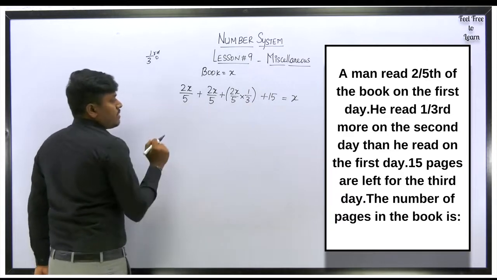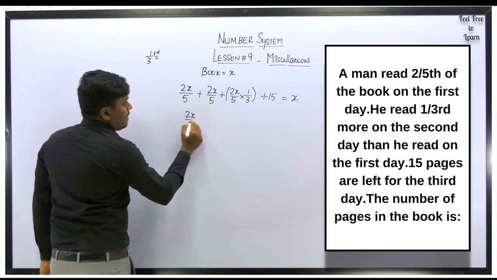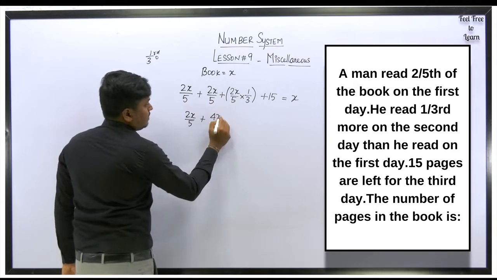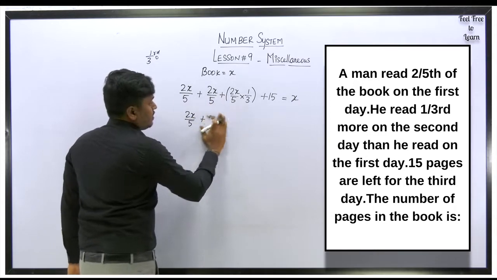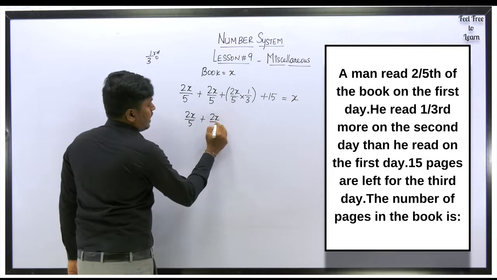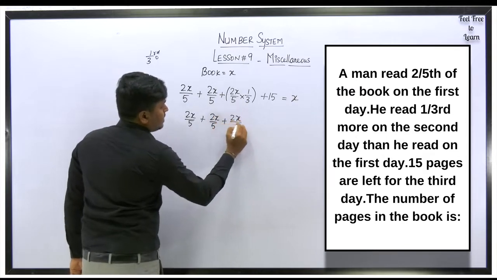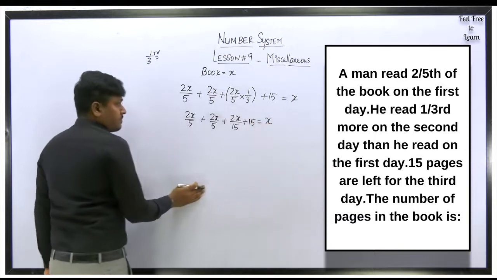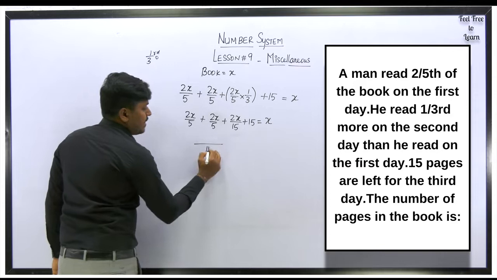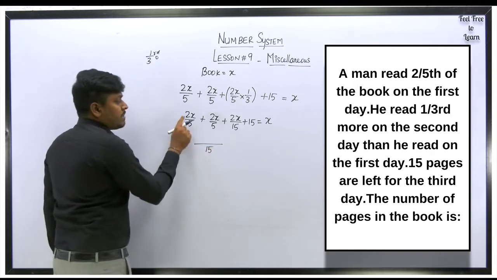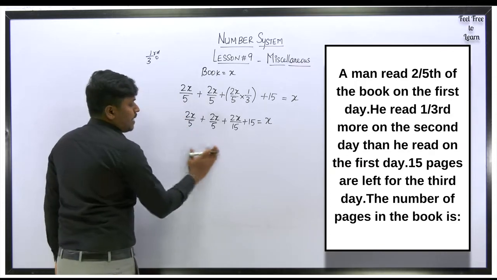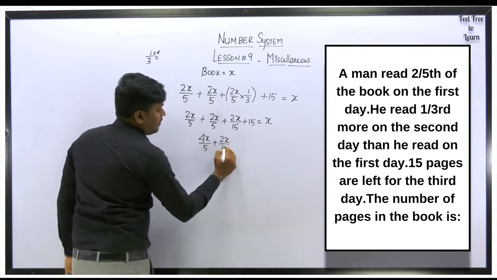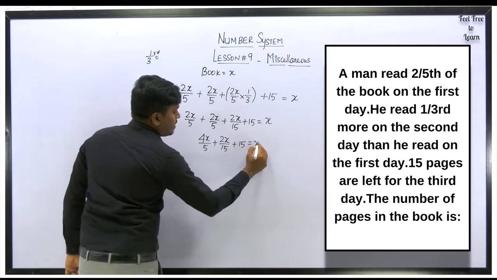Got it? So now this will be 2x/5. So plus, this will be 4x, I think so. 4x. Sorry, no, not 4x, 2x/5. So this will be 2x/5, plus 2x/15, plus 15 is equal to x. Got it? So now let me take LCM as 15 here. If you take LCM as 15, this will be 4x/5, yes or no? Because 2x plus 2x will be 4x/5. So this will be 2x/15. So plus 15 is equal to x.